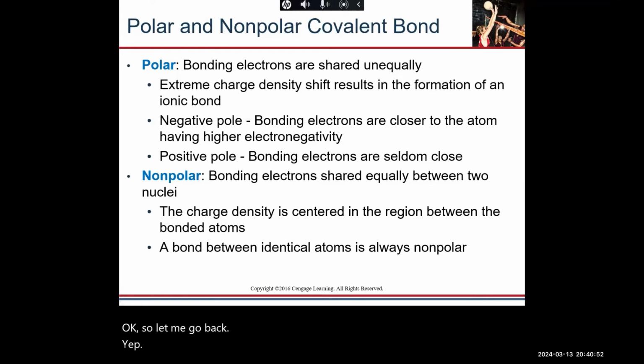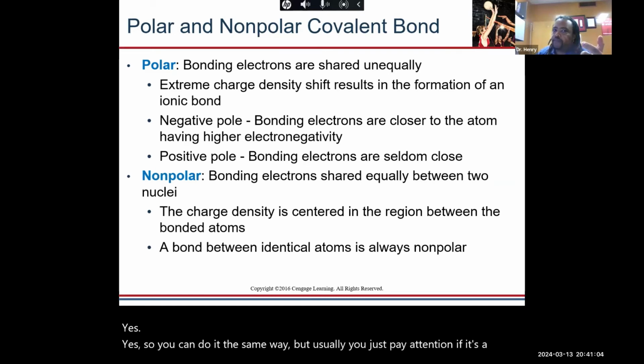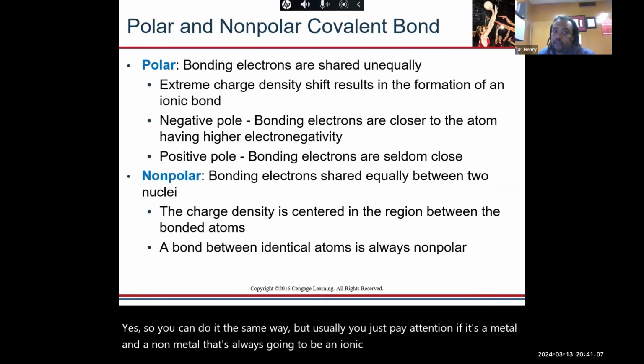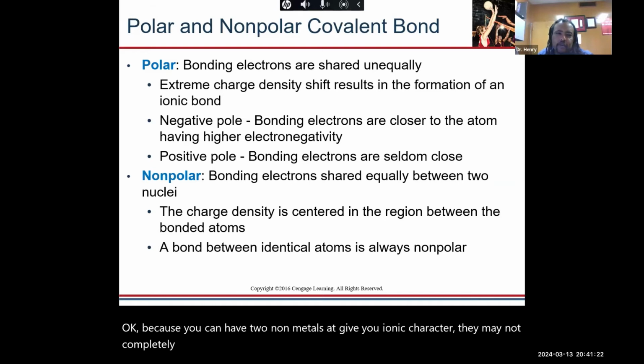How do you find the difference between ionic compounds and covalents? You can do it the same way, but usually you just pay attention. If it's a metal and a non-metal, that's always going to be an ionic. Because you can have two non-metals give you ionic character. They may not completely dissociate, but they kind of act like they do because it's such an uneven sharing, you know, it's so drastic.